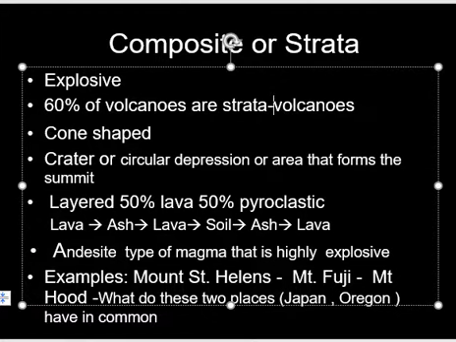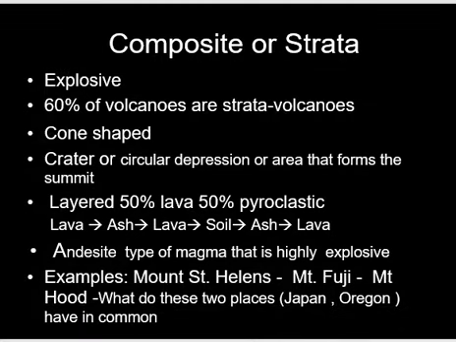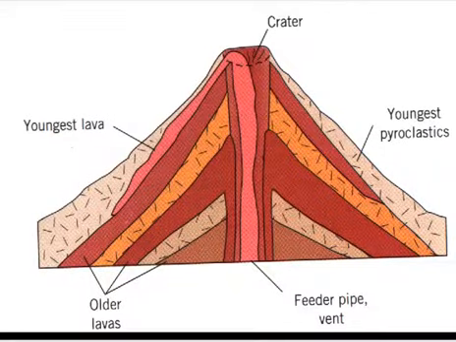Andesite is a type of magma that is much more explosive, and so examples would be Mount St. Helens, of course, Mount Fuji, Mount Hood, and you know, what do Japan and Oregon have in common besides stratovolcanoes? I hope you said they're both on subduction zones.